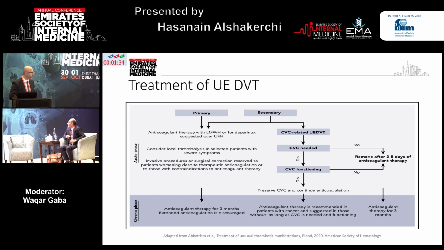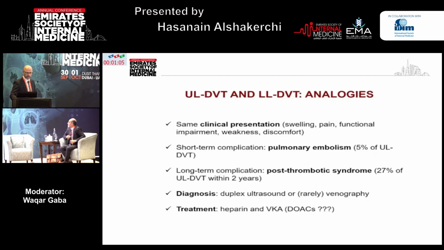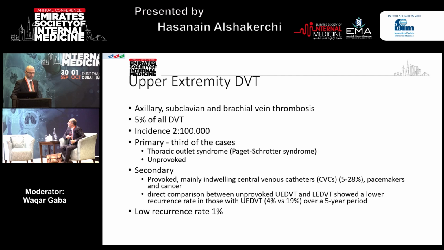They could be associated with a line, and depending on whether the line is needed or not, functioning or not functioning, as a general rule of thumb, if the patient needs the line, anticoagulation continues until 3 months after you remove the line. If the line is not needed, you remove it after 3 to 5 days of anticoagulation, and you anticoagulate for 3 months. The risk of recurrence with upper limb DVTs is very low, about 1%, so there's normally no indication for long-term anticoagulation.